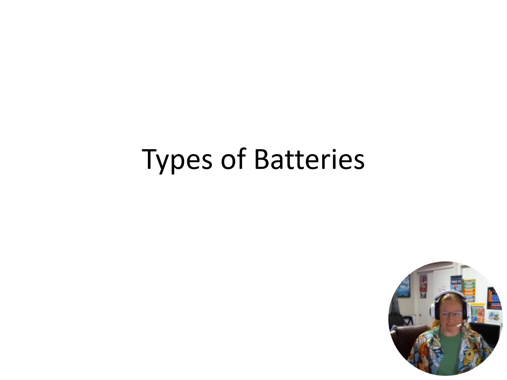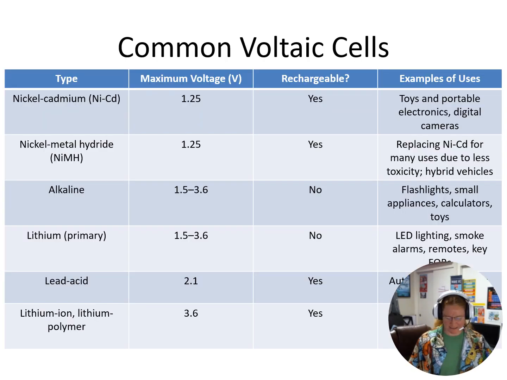There are many different types of batteries. All right, so nickel cadmium, nickel metal hydride, these are rechargeable. These go in a lot of our portable electronics like cell phones or computers. There's lithium batteries, there's lead acid batteries like the ones we have in our cars, there's lithium ion batteries, those go definitely in our laptop computers, and then we have our standard alkaline batteries.